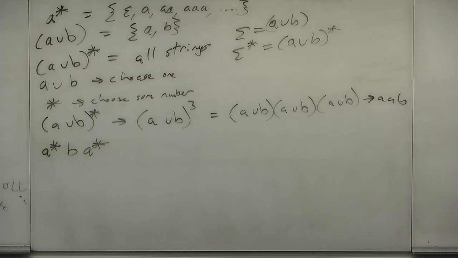Strings where there are zero A's and a B exists somewhere in the string. A B exists somewhere in the string? Here's the answer I'm looking for. I think you guys got it.